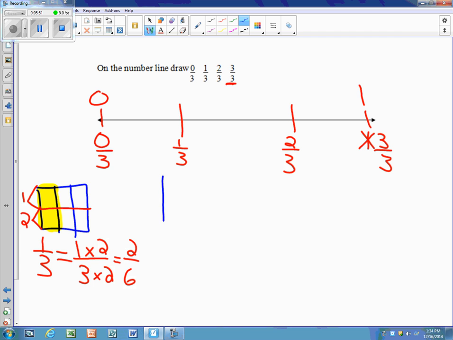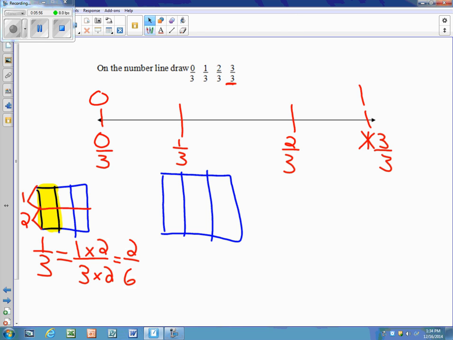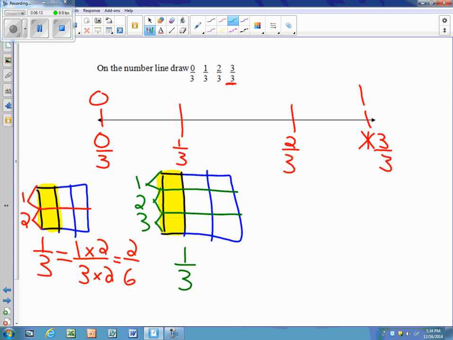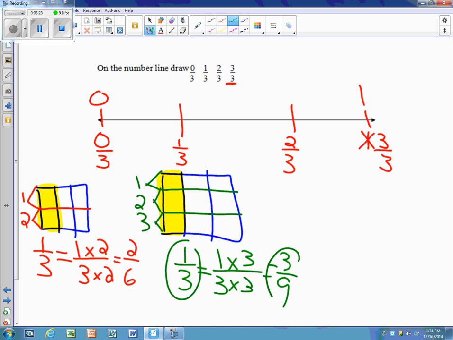We're going to draw 1/3 again, split it into thirds because our denominator is a 3. We're going to shade in our 1/3. This time we're going to split it into 3 pieces. And we're going to take our 1/3, and it equals 1 times 3 pieces, 3 times 3 pieces, and we get 3/9. So we know that 1/3 is an equivalent fraction to 3/9. And we could keep going and split it into fourths, split it into fifths, and so forth.